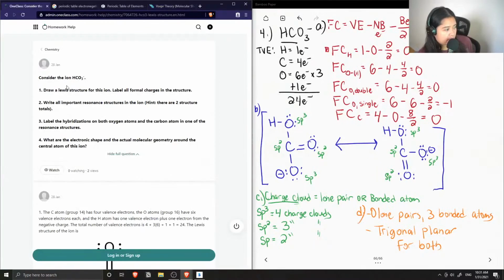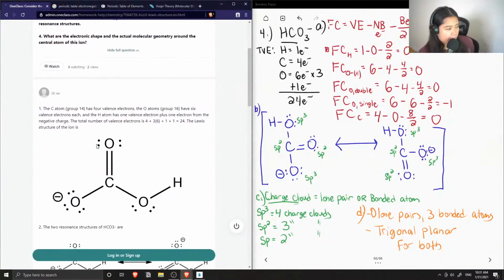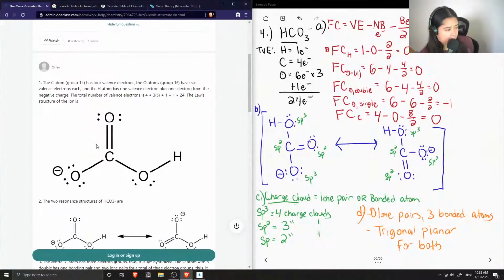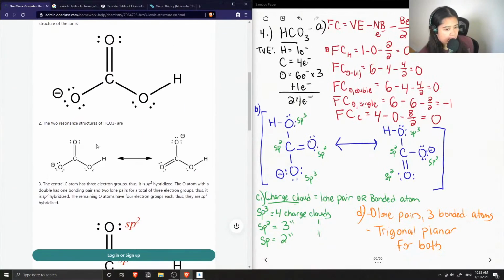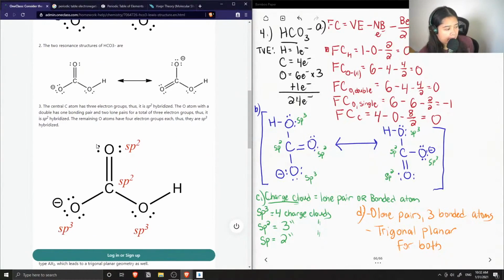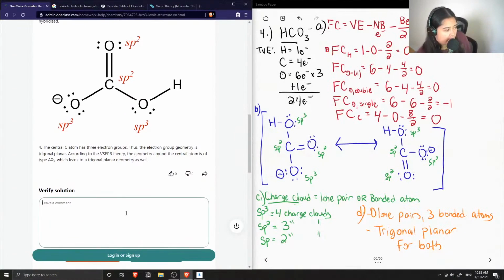Okay, so this answers all the questions, so let's see what the junior tutor said. They have the correct Lewis structure and drew out the resonance forms and labeled each of the carbon and oxygen atoms. Yep. And they found that according to VSEPR theory, they have a trigonal planar molecular shape and electron geometry. So this solution is correct.